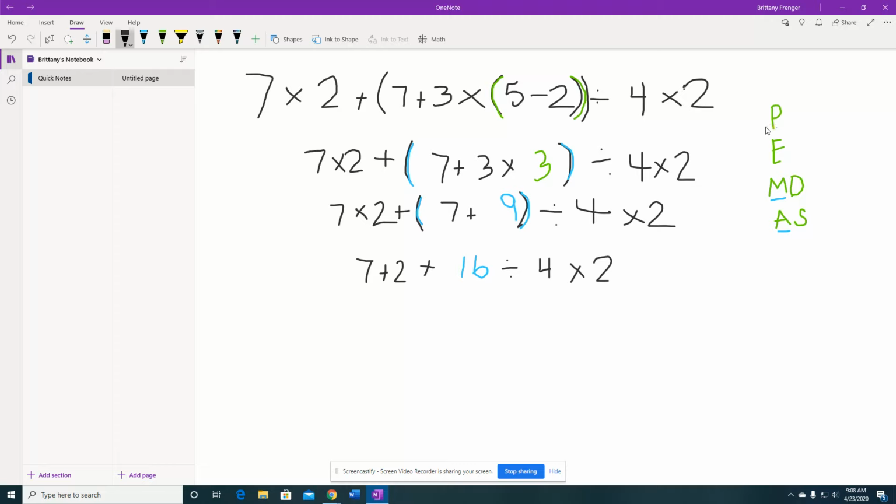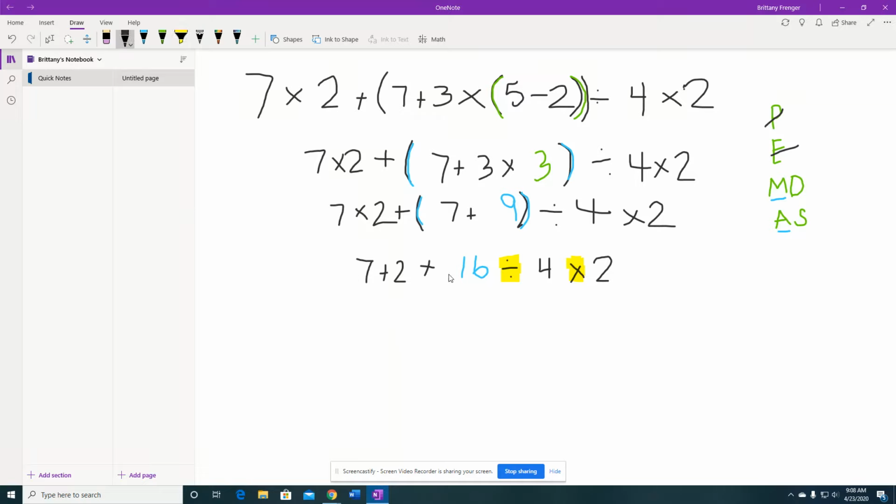So I did all my parentheses. I don't have any exponents, so I'm going to cross out my exponent. And now I have some multiplication and division problems that I need to figure out. Notice that you have division that comes first. That's why I picked this problem, so we can recognize that division is here first. So we're going to do the division first before we do the multiplication.